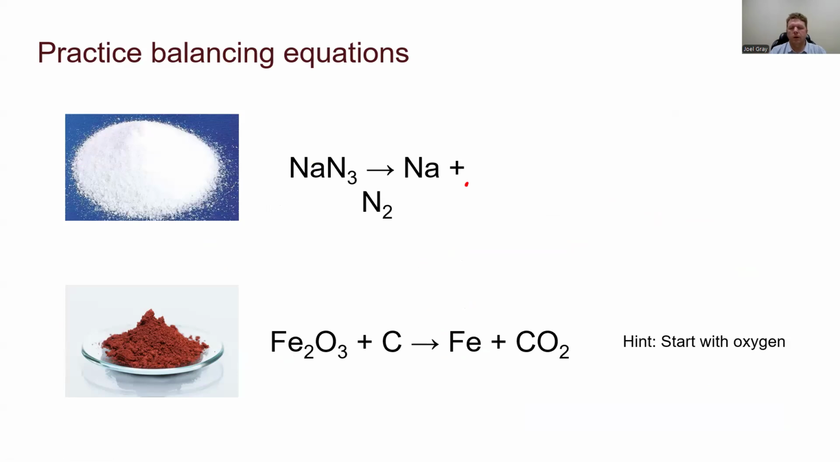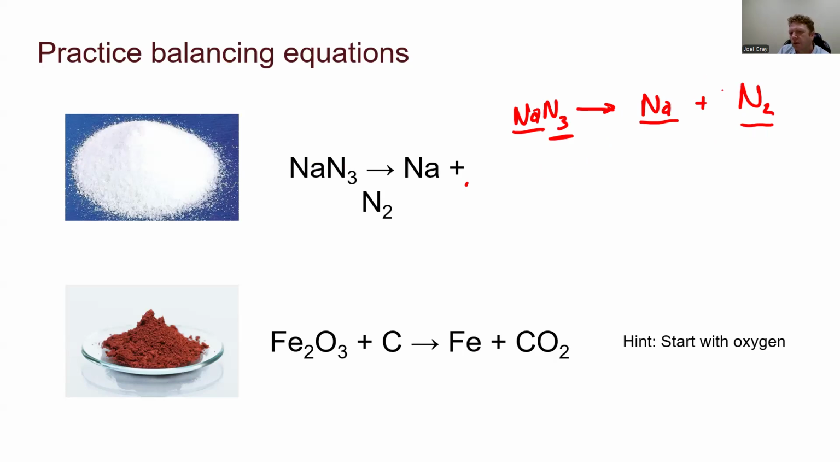And I'm going to work with you on this one. So we've got these two species, NaN3. It's going to break down to Na plus N2. Are my Nas equal? They are. Great. I'm done. Except for the N. Okay, so how am I going to do that? Nitrogen. I've got to get nitrogen balanced. How can I balance these two?